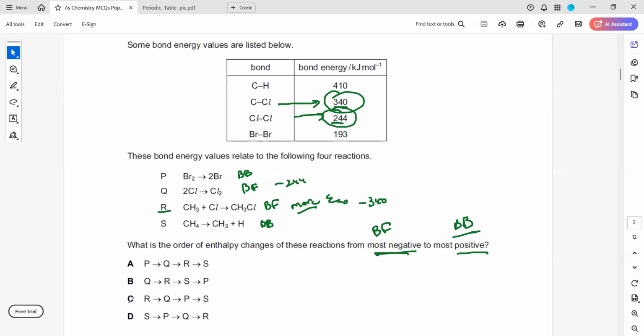Anything which is starting with R, so we don't even have to check the others; C is starting with R. So this will be R. Then we will have Q, which is minus 244. Then we have bond breaking for bromine, which will be 193. And the bond breaking for carbon and hydrogen is 410, so 410 will be at the last.